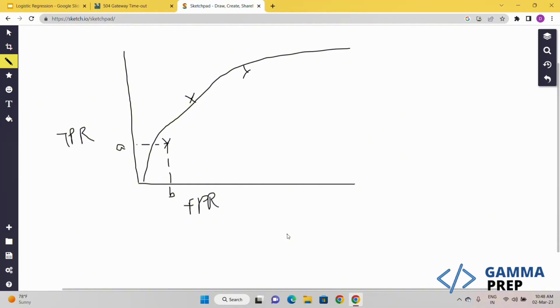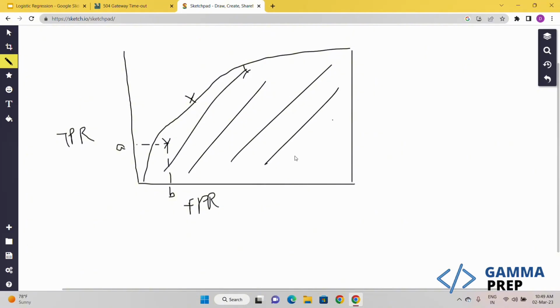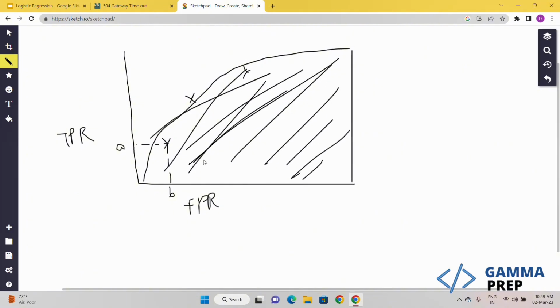Basically this AUC should be high. This is the graph. Now, what is the area under the curve? The area under the curve is how much area this curve makes with the horizontal x-axis. So this is the area under the curve, and this should be high.